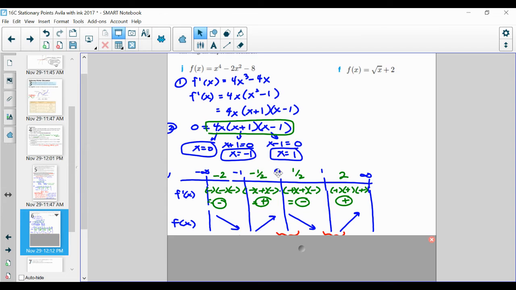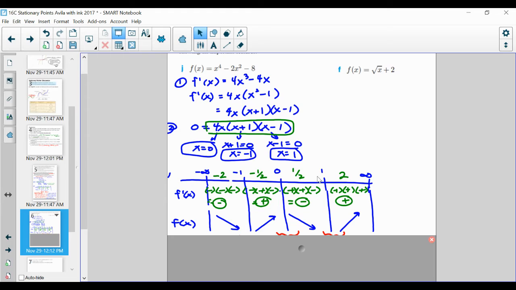I'm going to pick a value between -1 and 0, in this case, -1/2. When I plug that into my three factors here, I'm going to get a negative, I'm going to get a positive, and I'm going to get a negative. So when I multiply negative times negative, I get a positive result. A positive derivative indicates that my function is increasing.